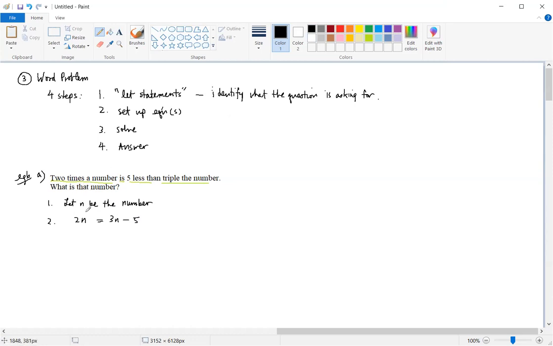So one unknown, one equation rule. Let's just solve it. Move the 2n over, move the -5 over. Actually, it's just done. It's 5, and what we want is the number. So therefore, the number is 5. Okay, that's it.